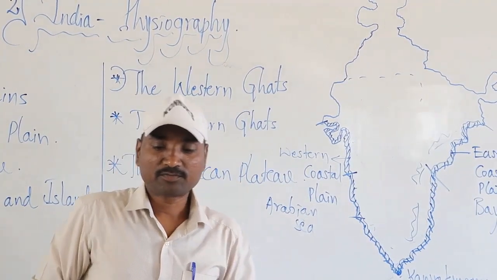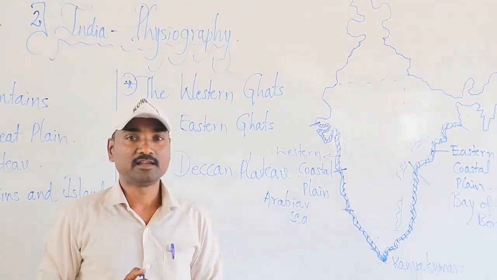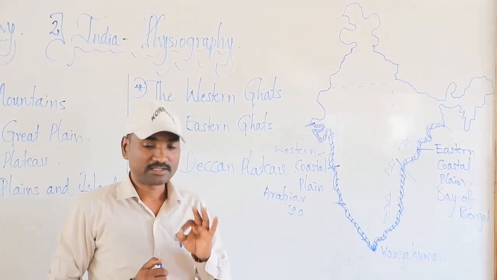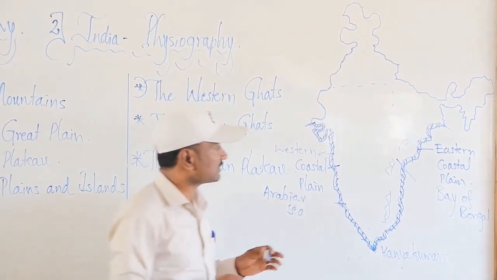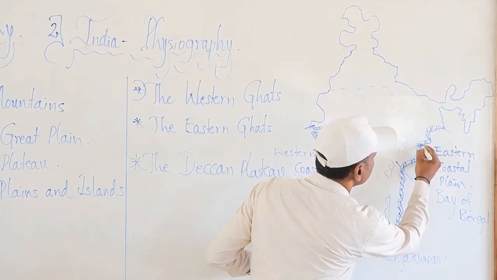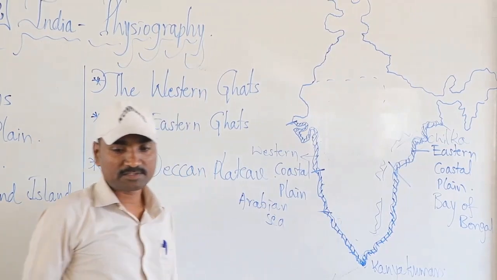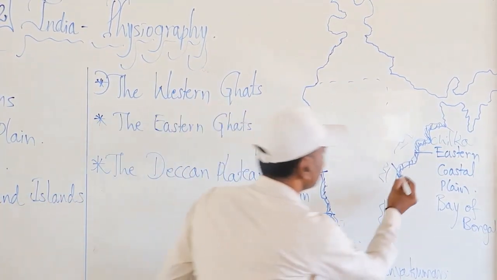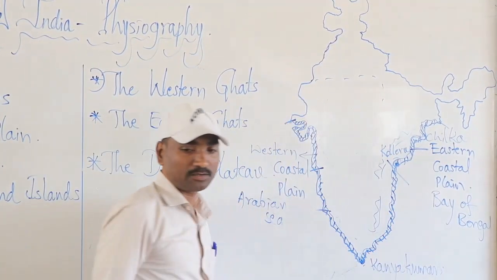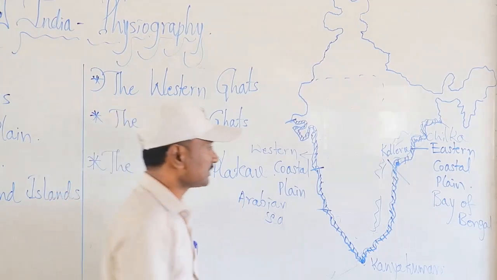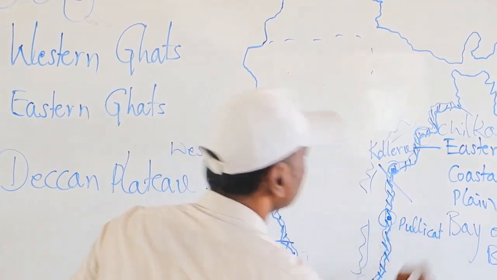In the southern part of the Coromandel coast, there are a number of lagoons and lakes. Among those, three important lakes are Chilka, Pulicat and Kolleru. Chilka lake is here. The next one is Kolleru, which is here. And the third one is Pulicat. Pulicat is here.